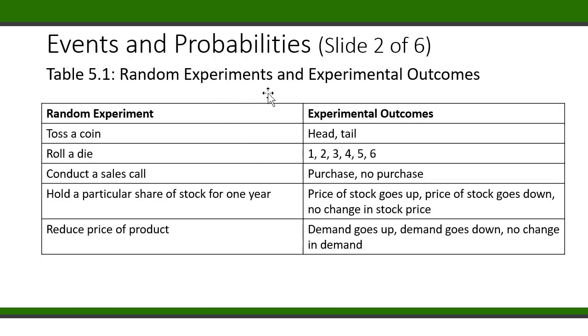So here we have some random experiments and their outcomes. We've talked about the first two already. Another one might be a sales call. What are the possible outcomes? They would be either purchase or don't purchase. What are the outcomes if you buy a particular stock and hold it for a year? There are three outcomes: either the stock goes up, the stock goes down, or it stays the same. Then there's another experiment you might do, reducing the price of a product. What might happen then to demand? Either it goes up, it goes down, or there's no change in demand.